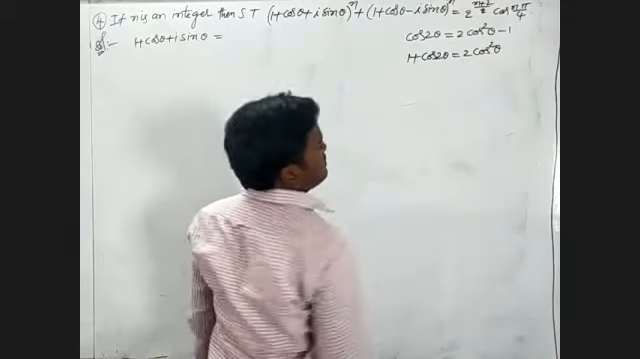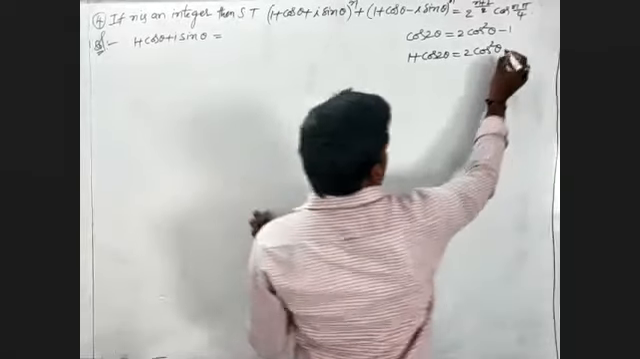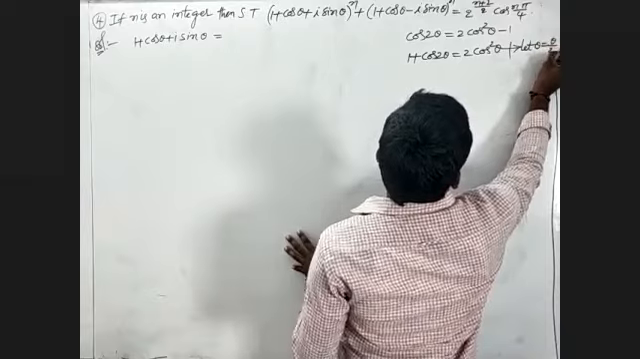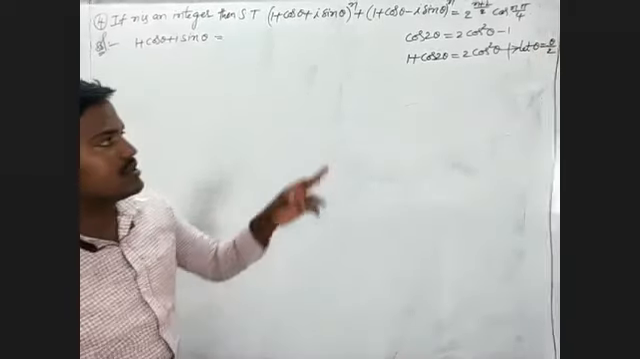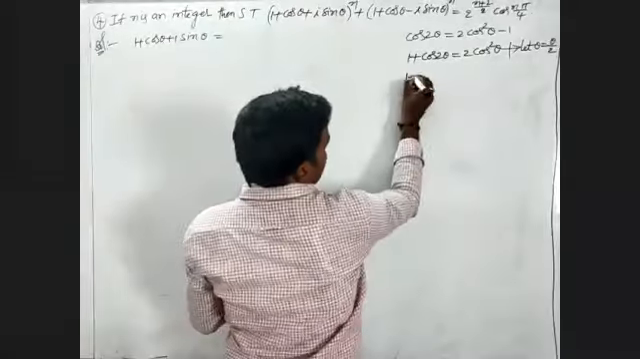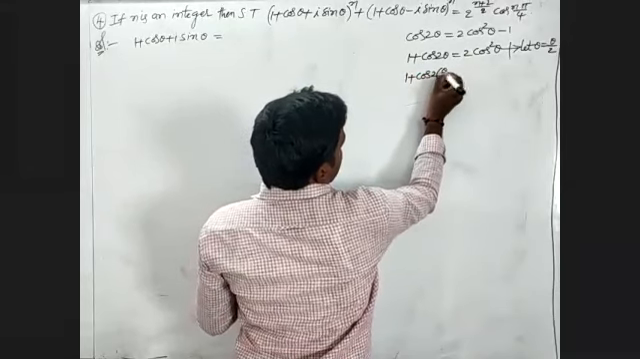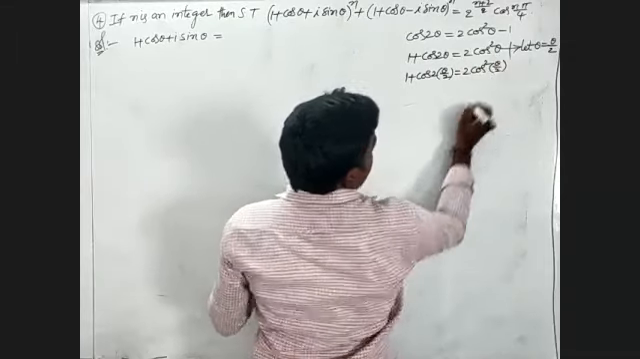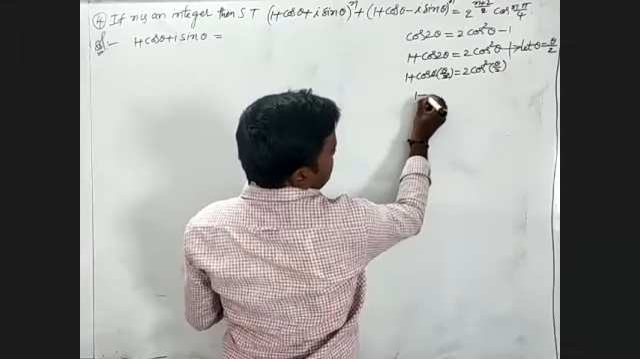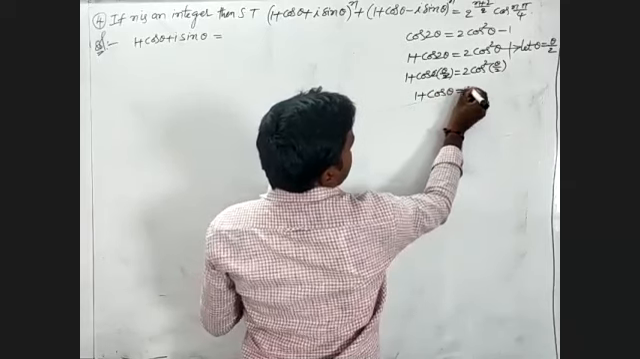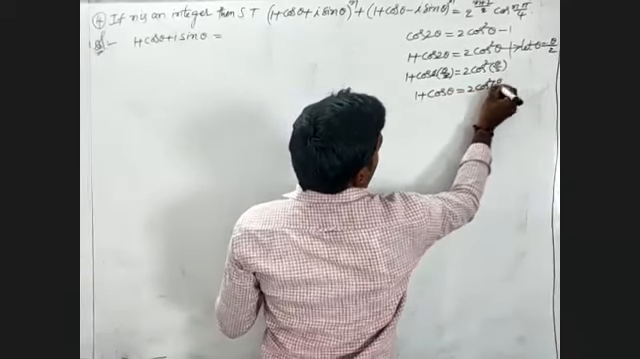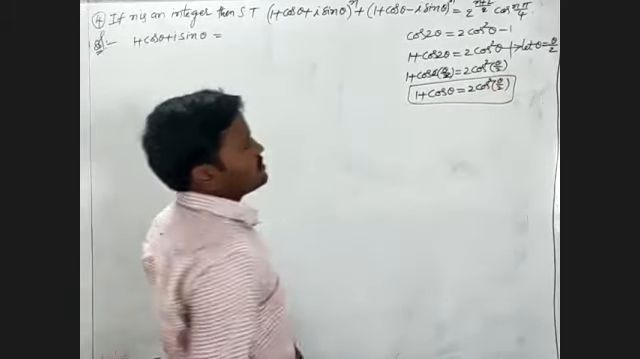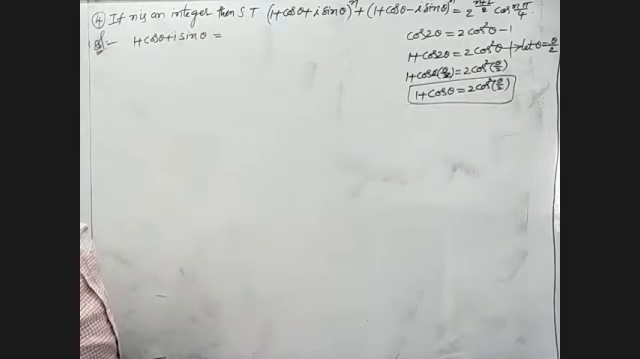Once again, here we take theta equal to theta by 2. That gives 1 plus cos 2 into theta by 2 is equal to 2 cos square theta by 2, where 2 and 2 cancel. Remaining, we write 1 plus cos theta is equal to 2 cos square theta by 2.